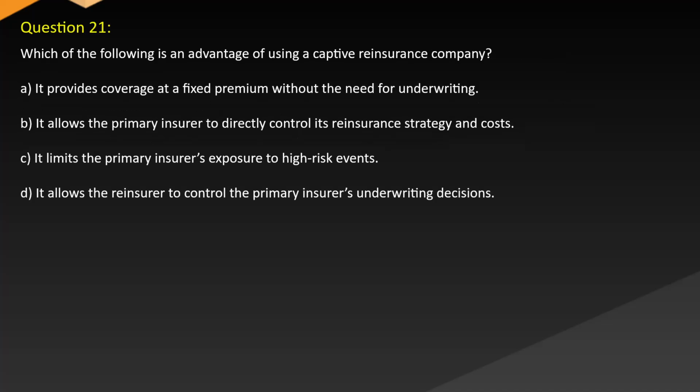Question 21. Which of the following is an advantage of using a captive reinsurance company? A. It provides coverage at a fixed premium without the need for underwriting. B. It allows the primary insurer to directly control its reinsurance strategy and costs. C. It limits the primary insurer's exposure to high-risk events. D. It allows the reinsurer to control the primary insurer's underwriting decisions.